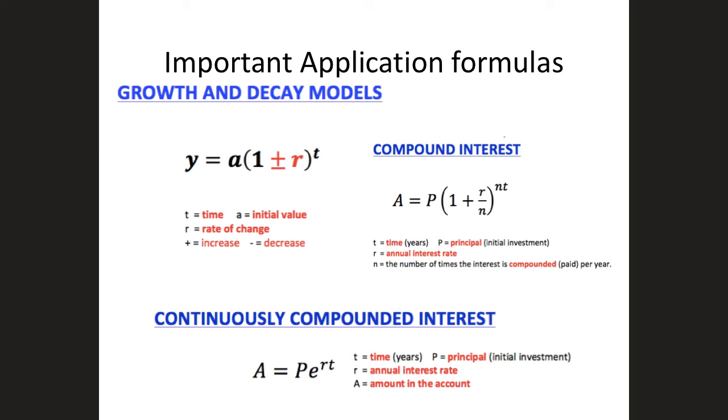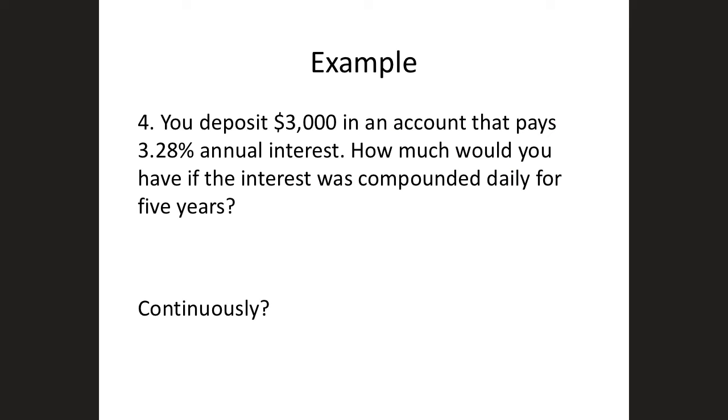So let's take a look at some examples of this. You deposit $3,000 into an account that pays you 3.28% annual interest. How much would you have if your interest was compounded daily for 5 years? Okay, so what we're going to do is start with our initial formula, and then I'm going to fill out that formula and explain what the parts mean.